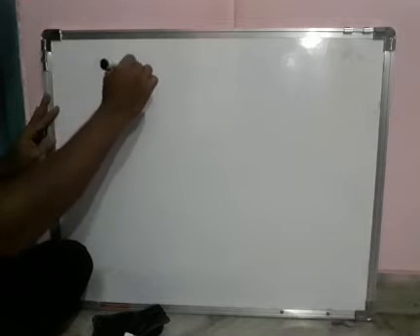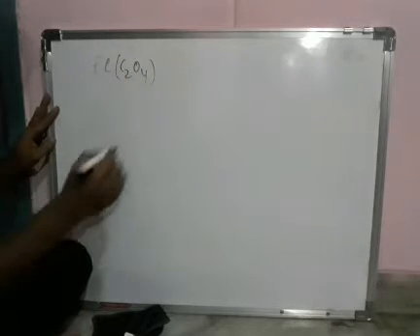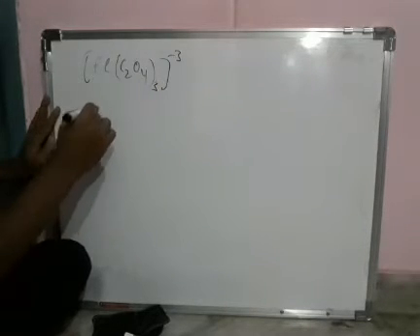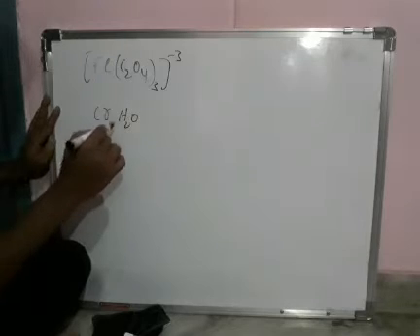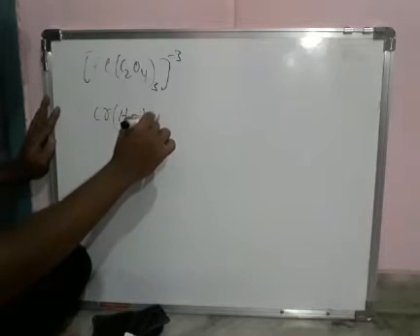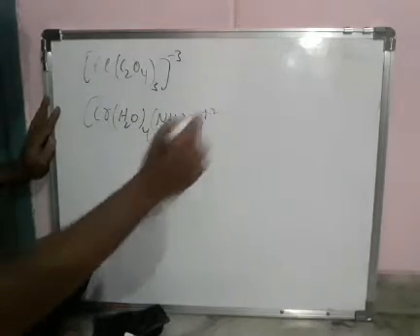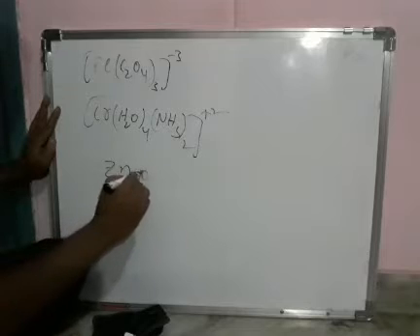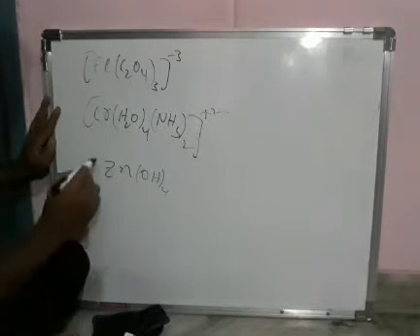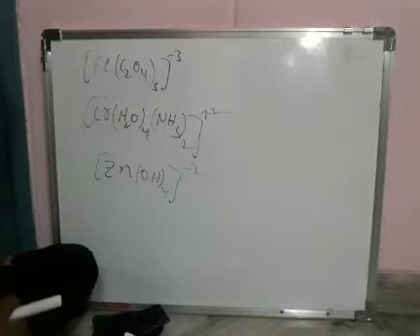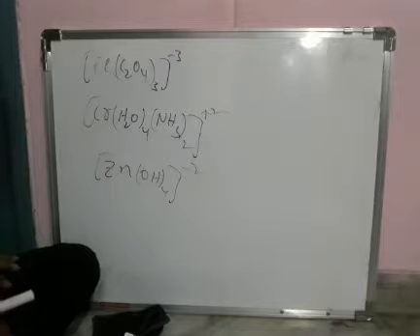I'll give some more examples: [Fe(C2O4)3] with charge -3, [Cr(H2O)4(NH3)2] with charge +2, and [Zn(OH)4] with charge -2. Just try to calculate the effective atomic number of these compounds.